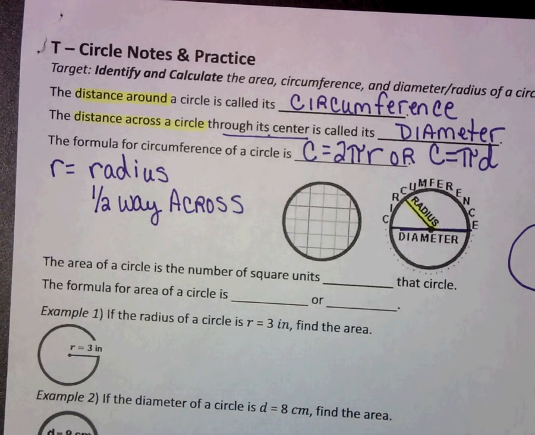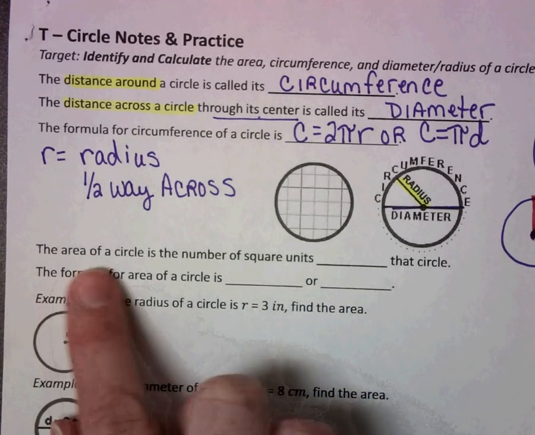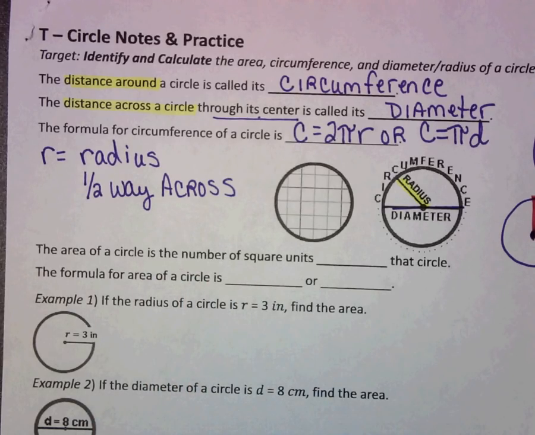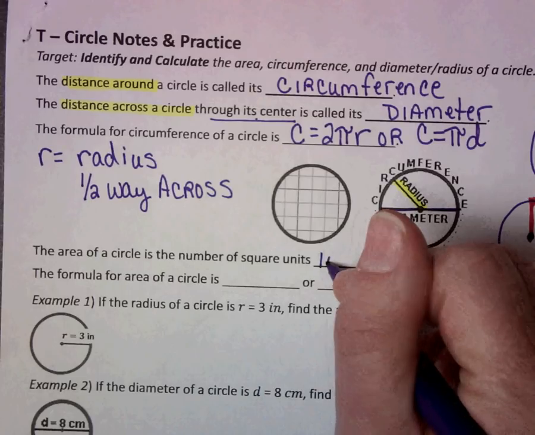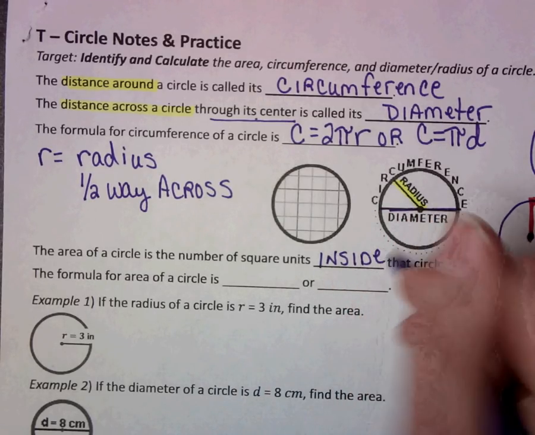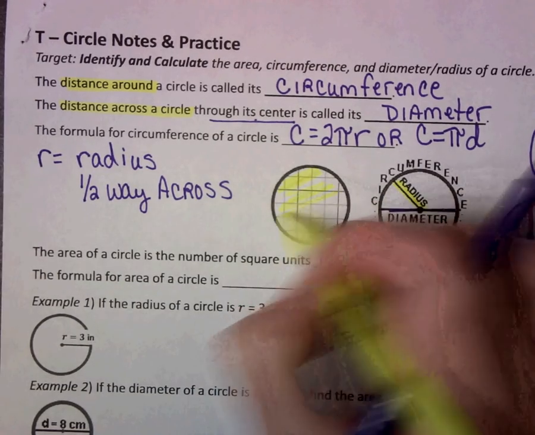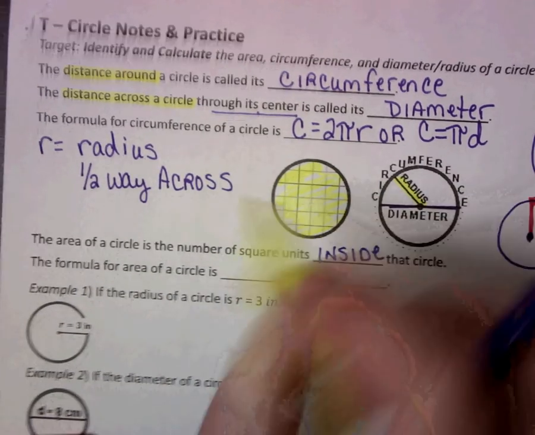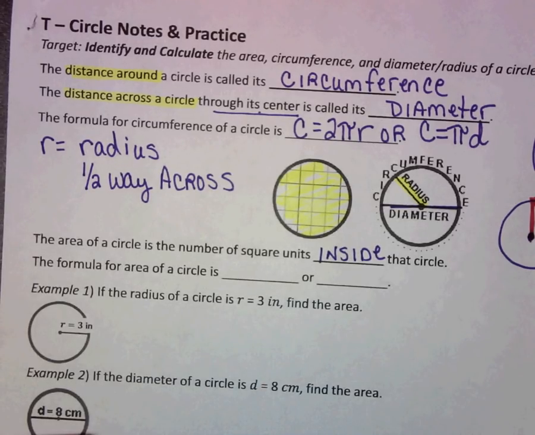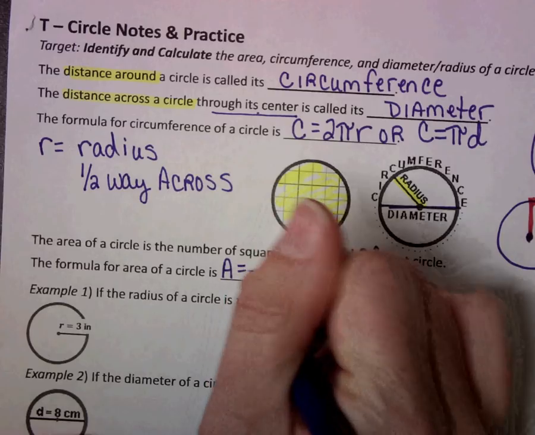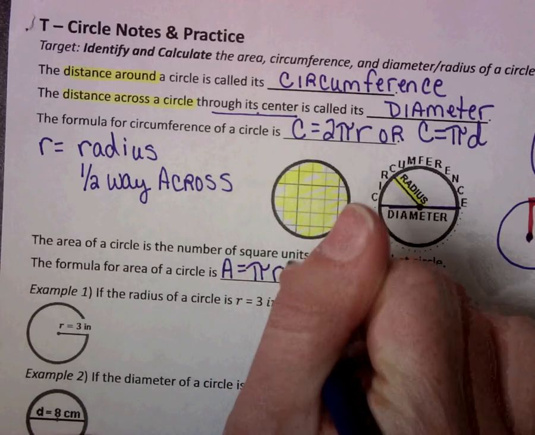Okay, so we know circumference is the distance around a circle. The area of a circle is the number of square units where? I hope you're thinking inside the circle. So here in our picture up above, here's our square units. This is the area of our circle. And it says the formula for the area of a circle is blank or blank. I don't really know two formulas. The formula is area equals pi r squared.